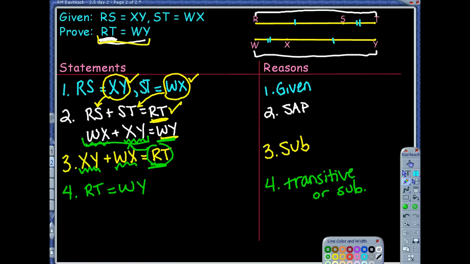Didn't have to on this one, because this one is really just all dealing with equality. But it is important to know, though, that when we have these segment addition postulates, you do have to make sure everything is in equality to be able to substitute stuff in.